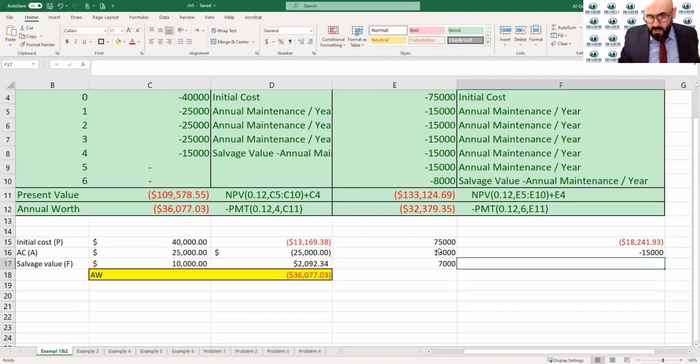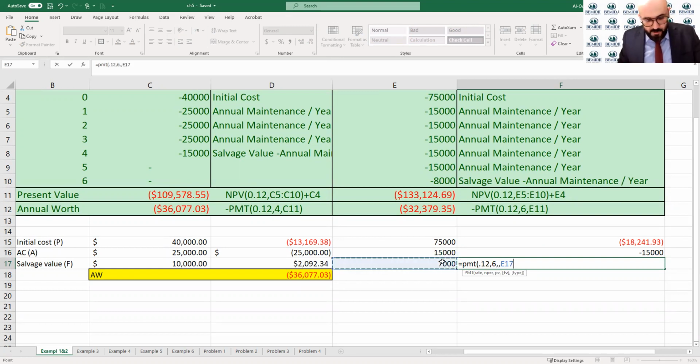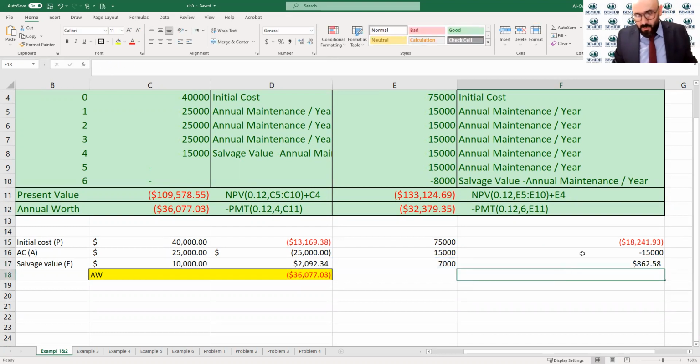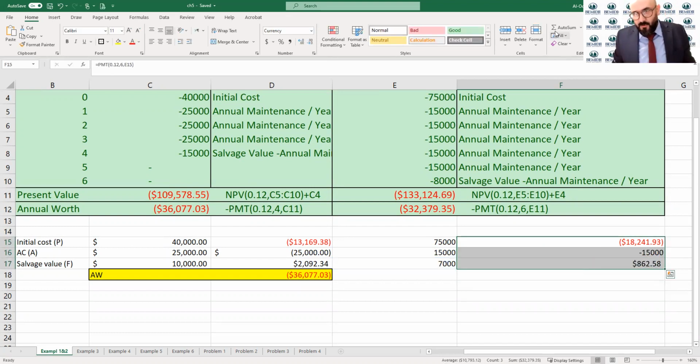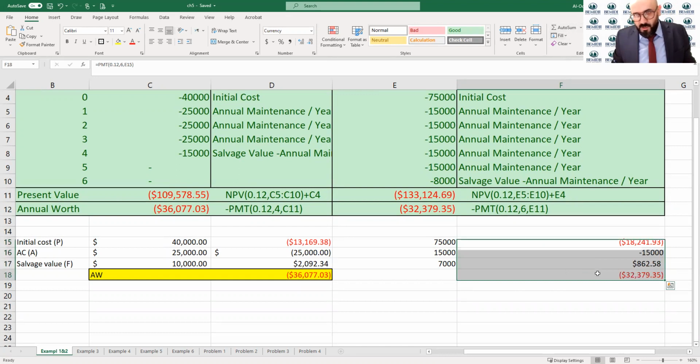It is a cost, and then for the 7,000, this is a future value, which should be changed into an annual worth using the PMT function, 12%, 6 years, and that would be the future value. So we select that, make sure that this number is positive. So that's a positive number, and now add these together to find out what would be the annual worth. As you see, both annual worths are similar to each other, and you should get the same result. Whatever technique you like, you go ahead and use it.